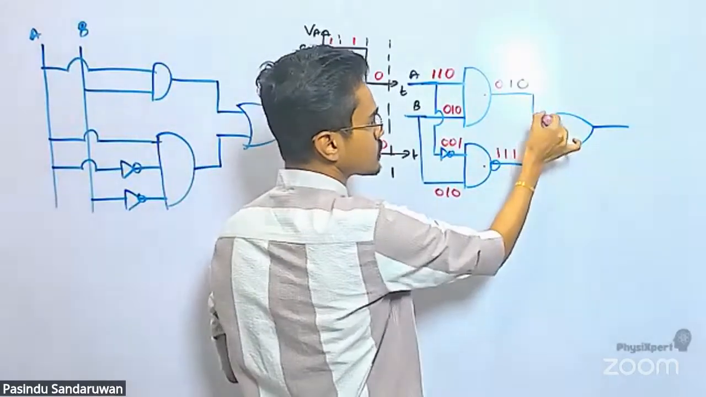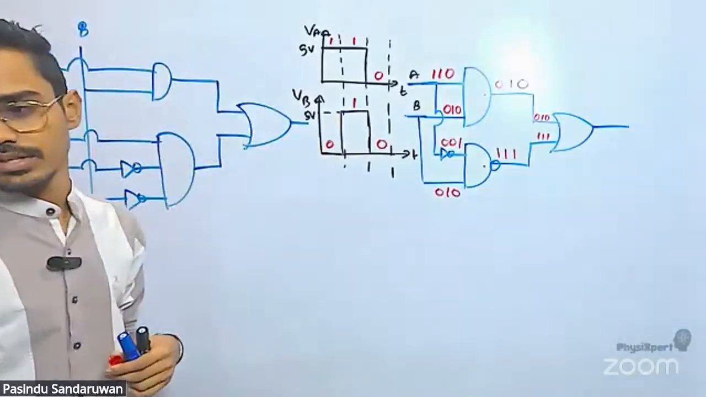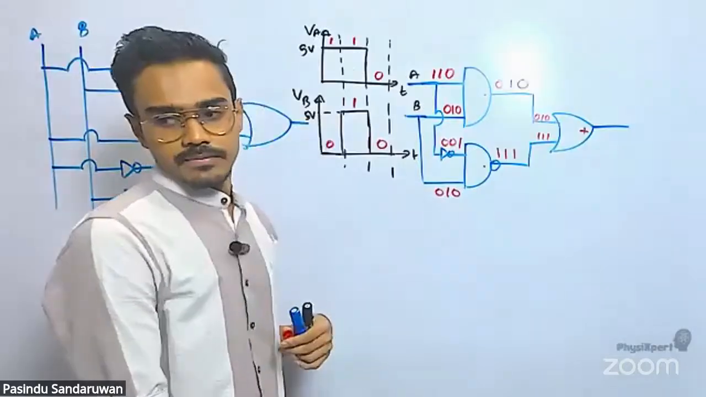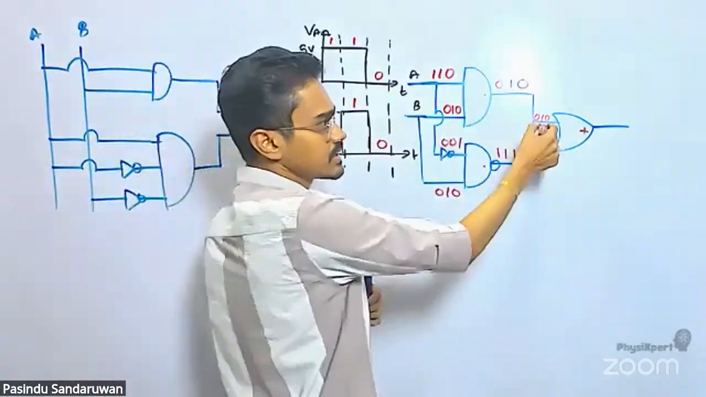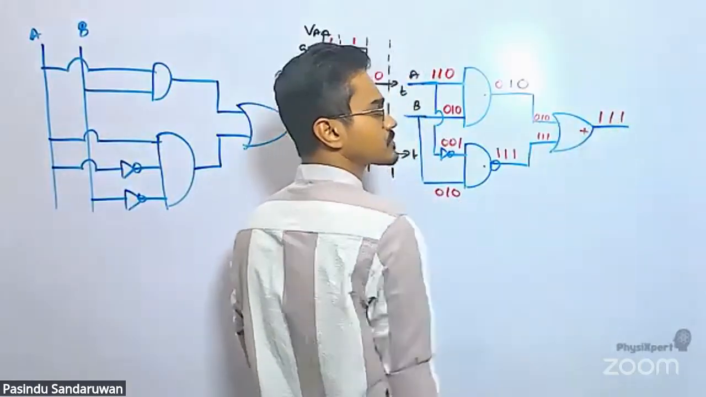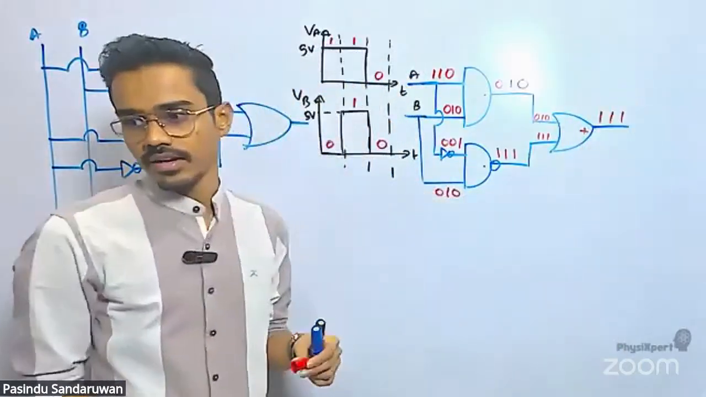From here there is 0 1 0, 0 1 0, right? Then this gate is going to plus this, right? Plus this, then 0 plus 1 is 1, 0 plus 1 is 1, 0 plus 1 is 1. Final output is 1 1 1, right?